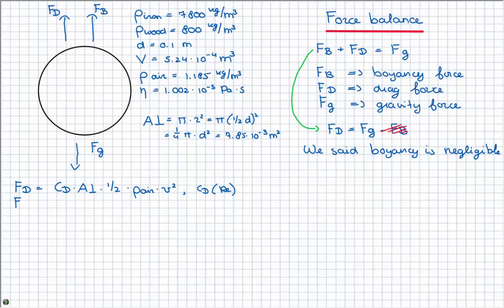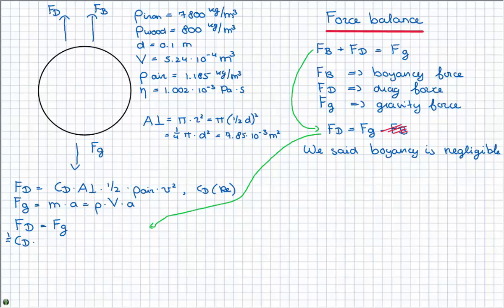Then the gravity force is m times a. It's also rho times the volume times a. And a is the acceleration, which we can write as g as well. The drag force is equal to the gravity force. Since we neglected the buoyancy force, we write the equations out. You can get this equation.